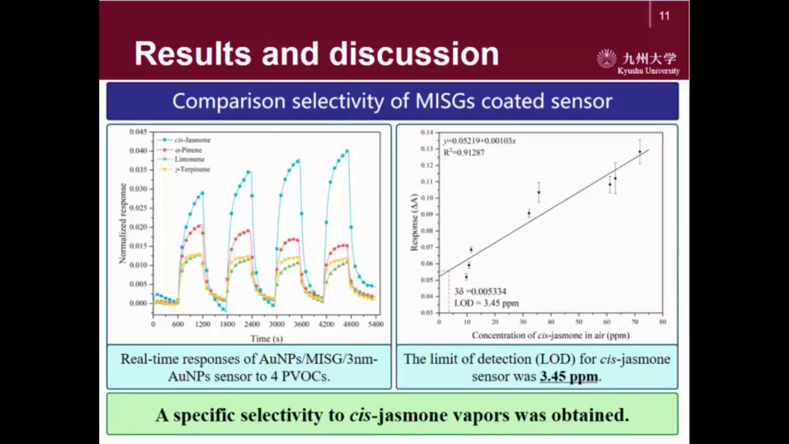And this slide shows the real-time response of a layer-by-layer sensor to four different types of PVOCs. Through this figure, we can find that a specific selectivity to cis-jasmone vapors was obtained, and the limit of detection was calculated at 3.45 ppm.